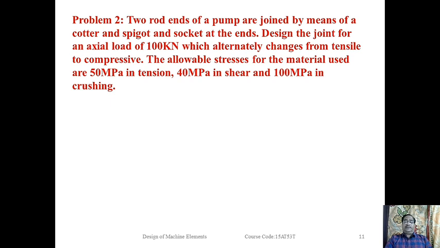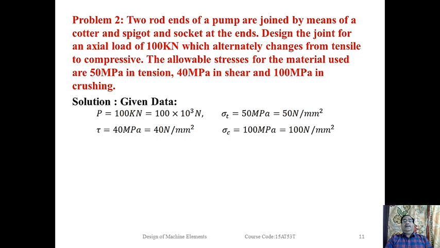So dear students, here also by reading the problem carefully and understanding the problem, first we have to write the given data, and if we have any conversion we have to convert. Then we have to start the designing of quarter joint. So again we are familiar, we have 12 steps.